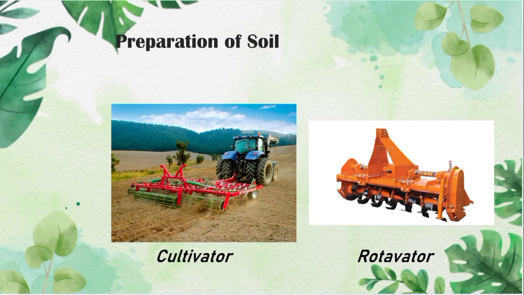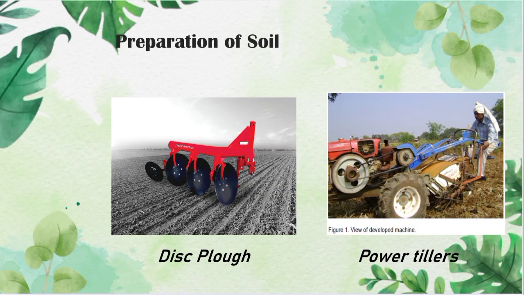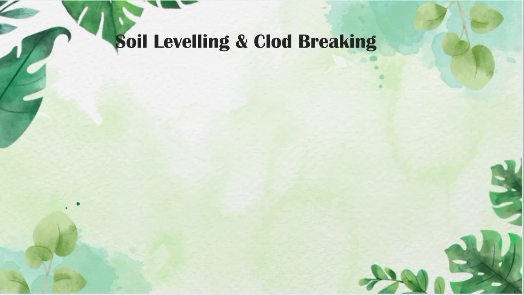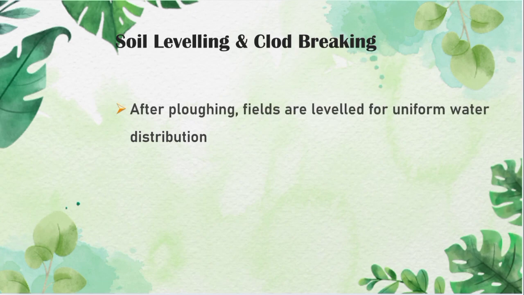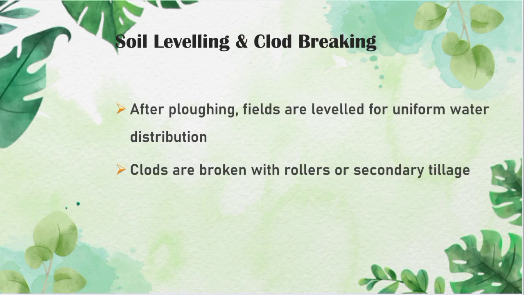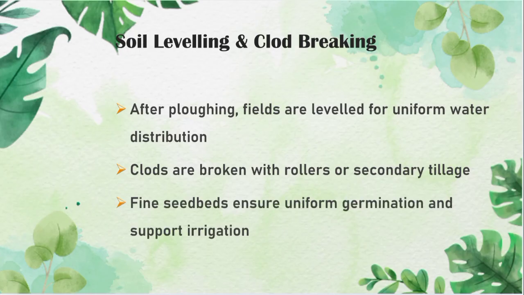Soil leveling and clod breaking. After plowing, fields are leveled for uniform water distribution. Clods are broken with rollers or through secondary tillage. Fine seedbeds ensure uniform germination and help in smooth irrigation.